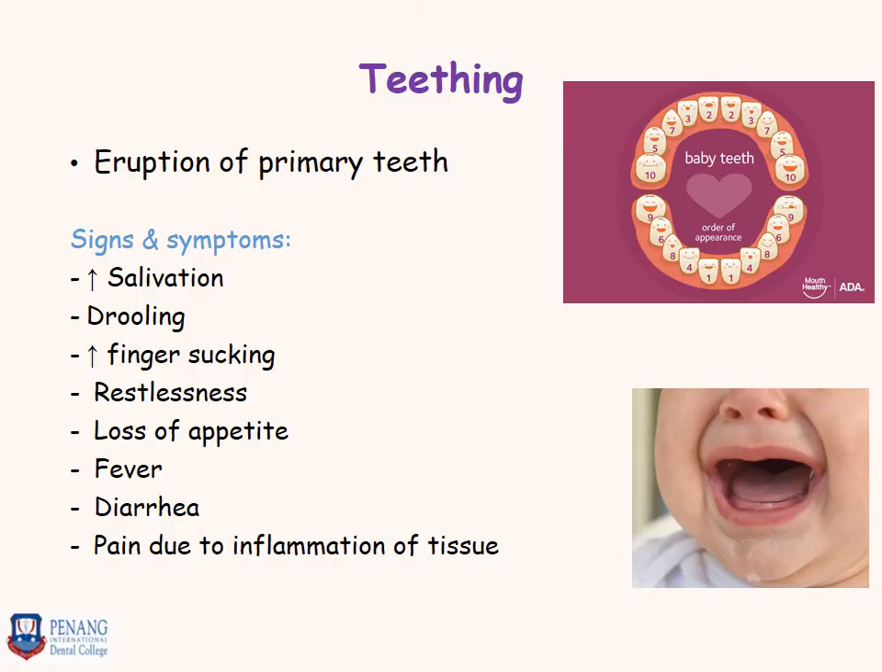So moving on to teething. What is teething? So teething is the eruption of the primary teeth. The signs and symptoms that you notice in a child with teething are increased salivation, drooling of saliva, increased finger sucking, the child becomes restless, there's loss of appetite, and also it is associated with fever, diarrhea and pain due to inflammation of the tissues.